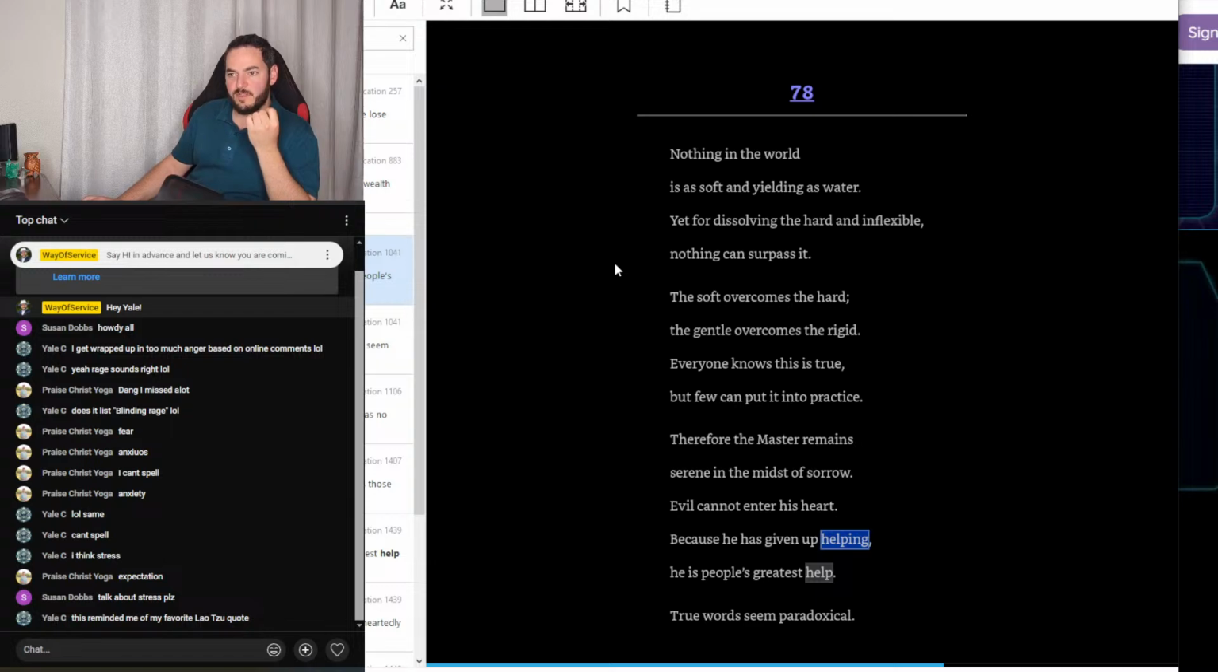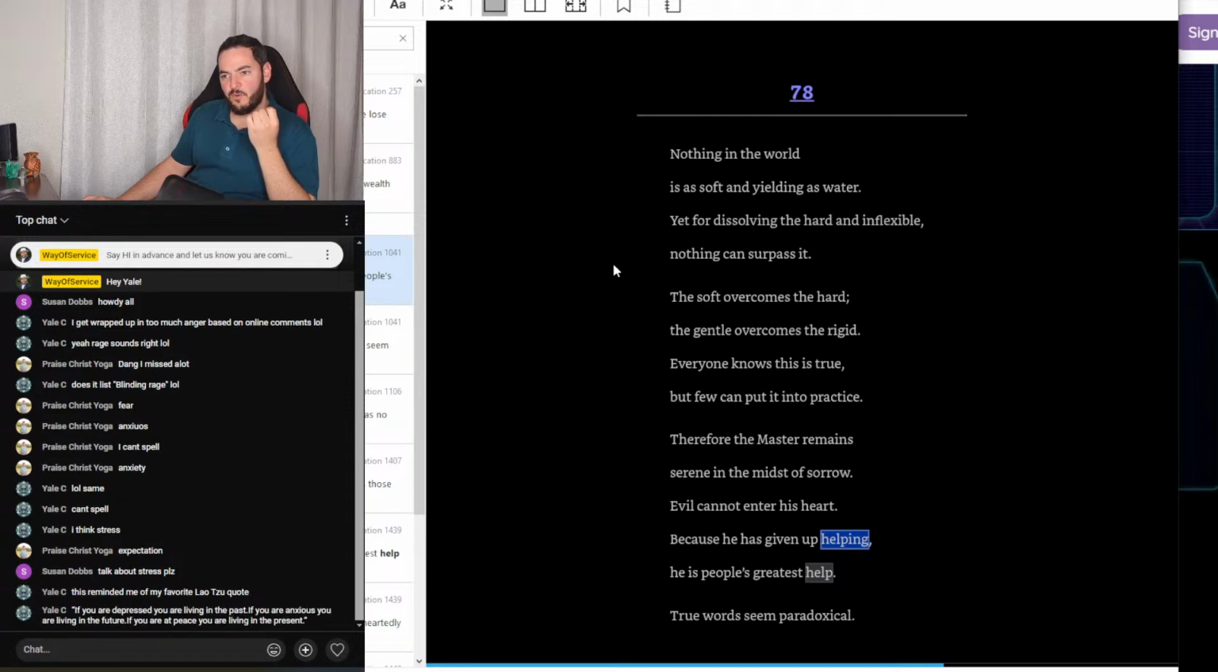Yet for dissolving the hard and inflexible, nothing can surpass it. The soft overcomes the hard. The gentle overcomes the rigid. Everyone knows this is true, but few can put it into practice. Therefore the master remains serene in the midst of sorrow. Evil cannot enter his heart. Because he has given up helping, he is the people's greatest help. True words seem paradoxical.